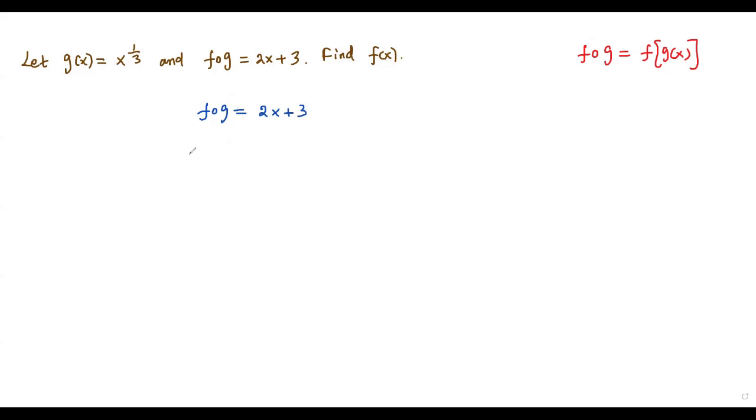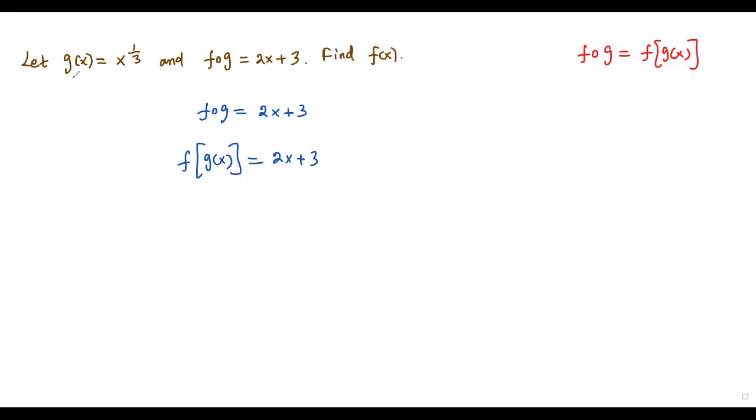Let me write it. f of g of x equals 2x + 3. When I consider the composition of two functions here, f of g of x, g of x is inside the square bracket, so it's called the inside function. f is outside of the square bracket, it's called the outside function. So that's why I'm saying that we are trying to find the outside function f. Now our aim is to find f of x.